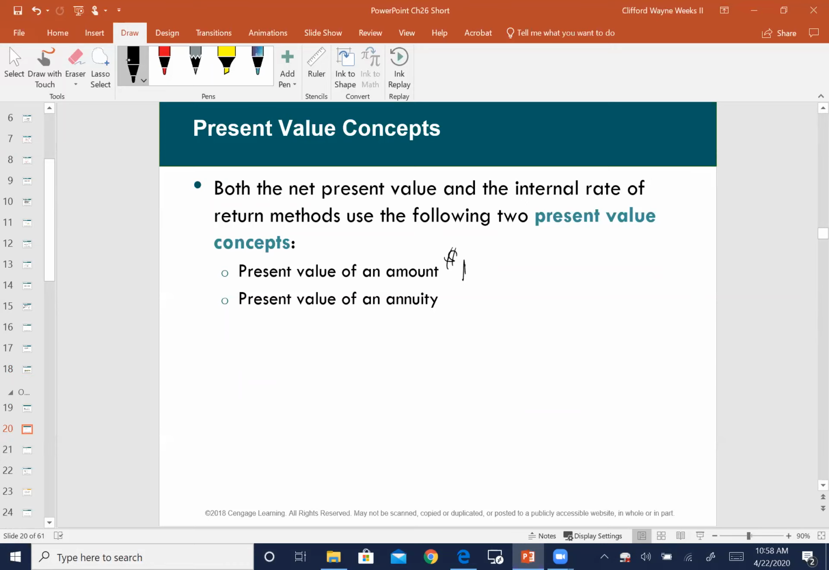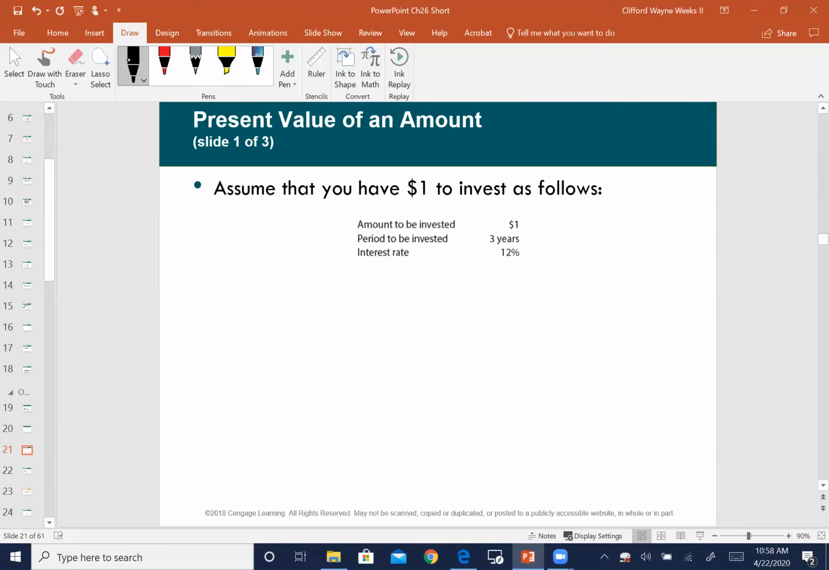Okay, we talked about an annuity already. That's the same amount at the same increments of time. All right, they're just going to run through some of the time value of money stuff that we talked about. It says, assume that you have $1 to invest. You're going to invest it for 3 years at a rate of 12%.